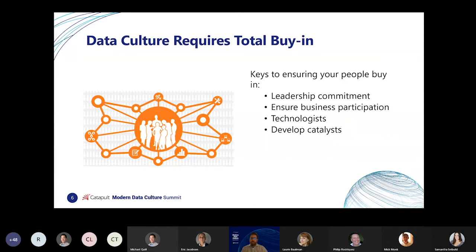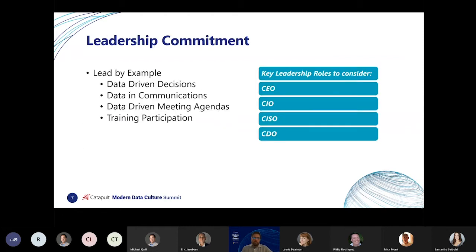And so in order to get everyone on board with some kind of cultural change with an organization like this, it's going to take a commitment from leadership. The business is going to play a foundational role in ensuring that this move to a modern data culture is successful. Technologists, I'll talk on the type of role technologists will play. And we'll also talk a little bit about some of the key first movers or catalysts and how they can help accelerate that change. Go ahead and move to the next one. So leadership commitment.